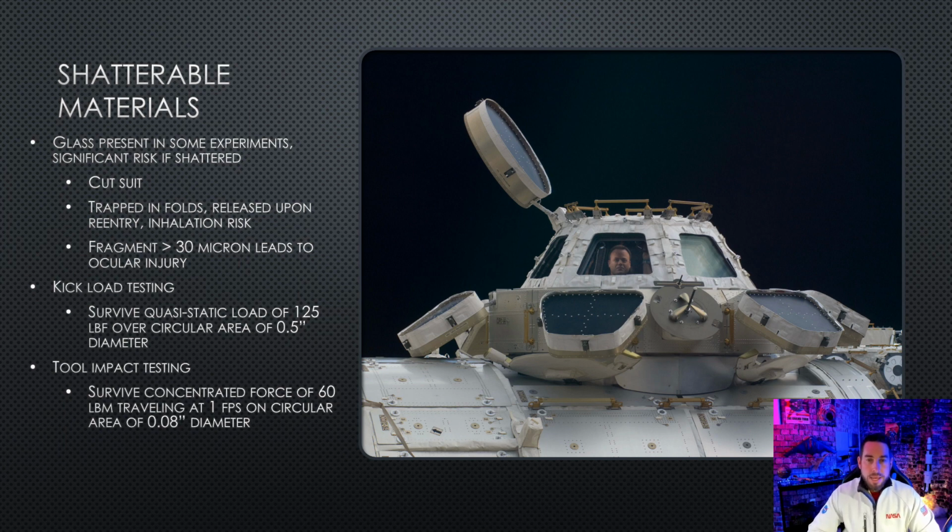At the same time, tools can float freely either inside or outside of the station if they come untethered, so tools impacting glass also has to be taken into account. For this, the glass has to survive a concentrated force of a 60 pound mass traveling at 1 foot per second on a circular area of 0.08 inches diameter. So again, a very small contact point has to handle the inertial force of 60 pounds of mass hitting that very small area. Again, any glass that's used on the space station has to meet these rigorous testing criteria.